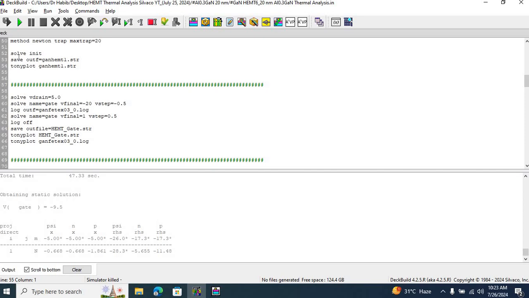Then over here we find an initial guess for the structure, then we save the structure with this name, and with the Tonyplot command we plot the structure with this name.